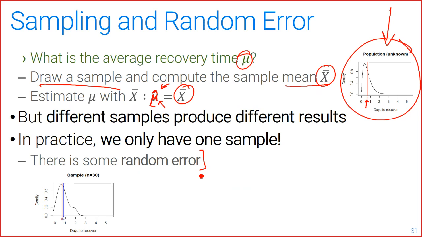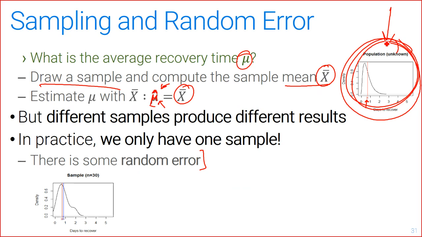In practice, we only have one sample. We only have one sample of patients in this case. So how can we quantify the random error? We don't know anything about the true population. That's what we want to find out in the first place. And if we only have one sample, how can we quantify this? We're going to talk about it.